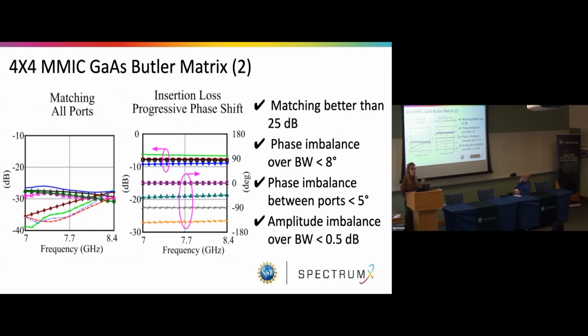You can see that matching at this point is super important because you don't want to have any reflections and some degradation in isolation between the ports. So you can see that basically all of the ports are matched under minus 28 dB. And here you can see, I can send you more information about that, the insertion loss and progressive phase shift is very flat over the bandwidth, very well controlled. So here you have somewhat of the specifications that we have now.